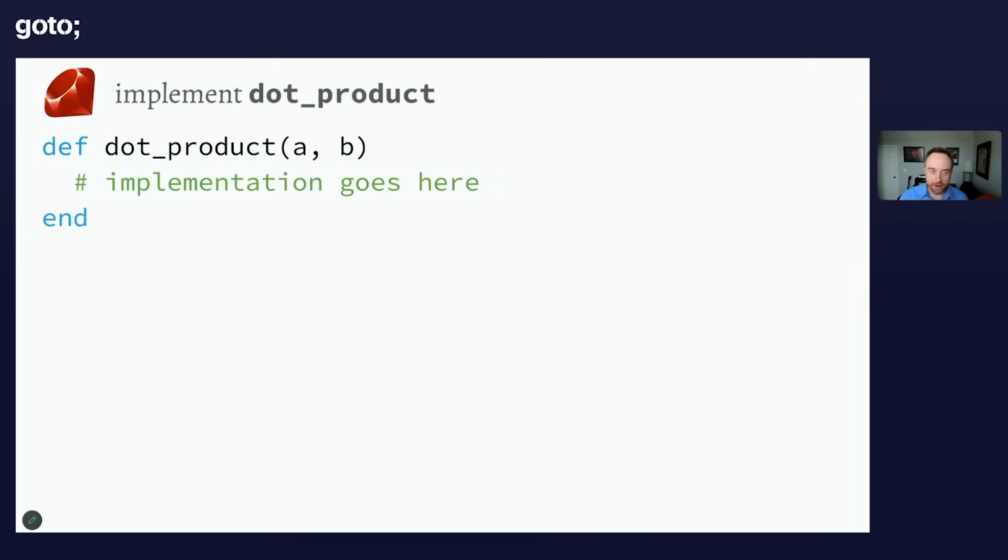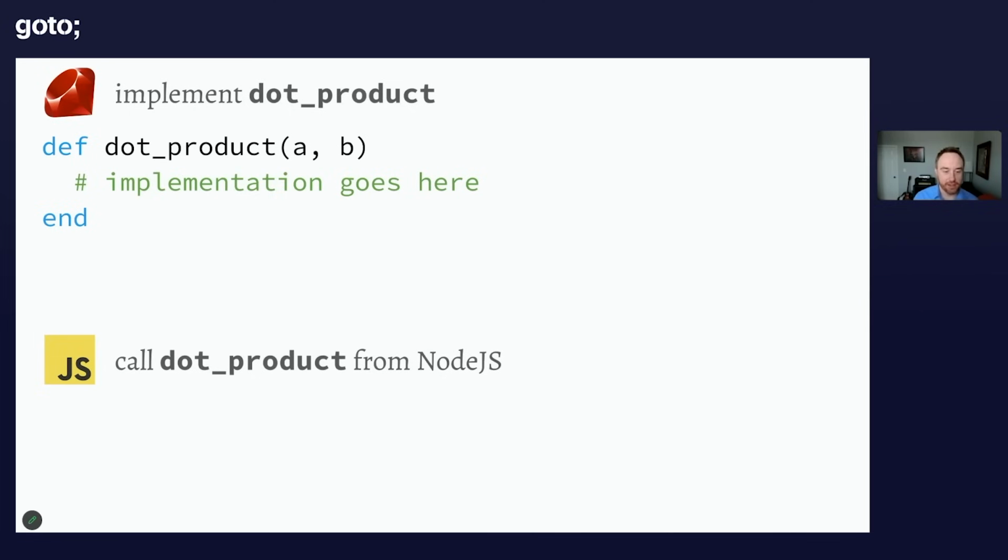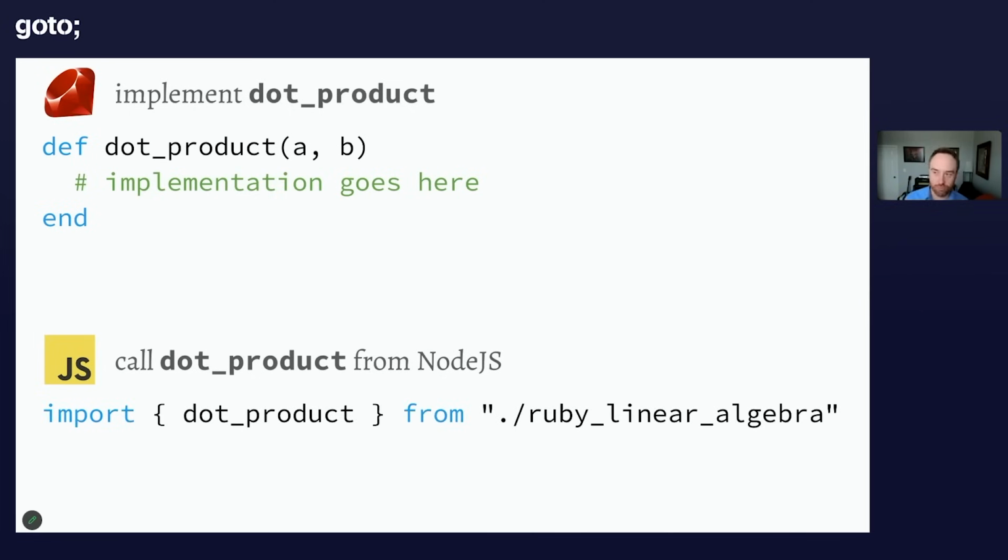Okay, so let's do it. Let's assume we have our dot product method implemented in Ruby. I'm not actually going to write that out. Then we're going to call it from Node.js, and it's going to look something like this. So, import dotProduct from Ruby linear algebra. This just looks like essentially a normal Node.js import. It's actually the same syntactical thing that we had in the Scala example, trying to call Java. We're literally just importing this thing directly, even though it's written in a totally different language.